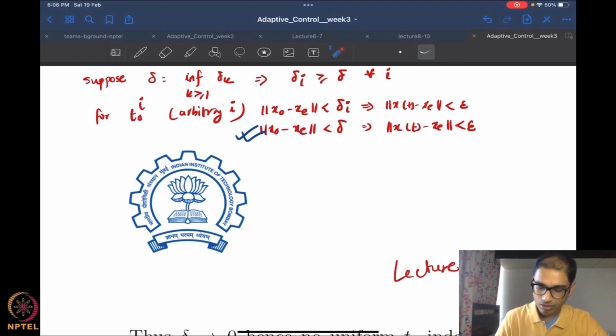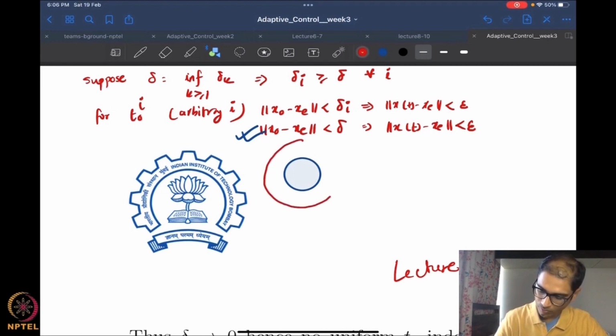All right. So the picture would go something like this. Let me try to make these so-called smaller and larger balls.